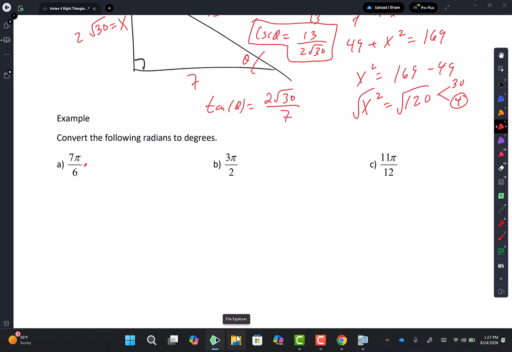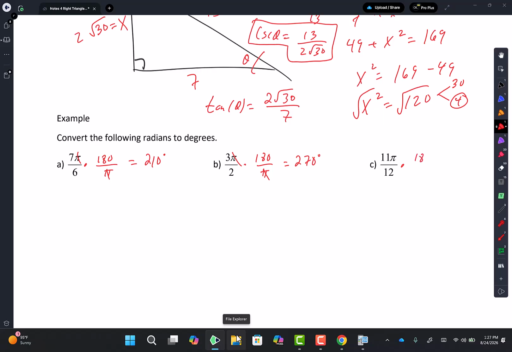All right, here we go. When I want to go from radians to degrees, what do I got to do? Yeah, 180 over pi. The pi's cancel out, and this one's going to turn to, I believe, 210 degrees. Cool or not cool? 3 pi over 2, multiply this by 180 over pi. The pi's cancel out, and this one's going to turn to 270 degrees.